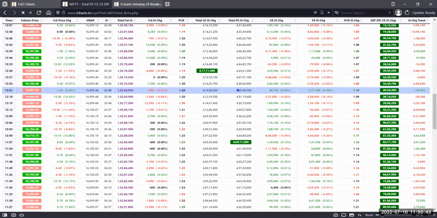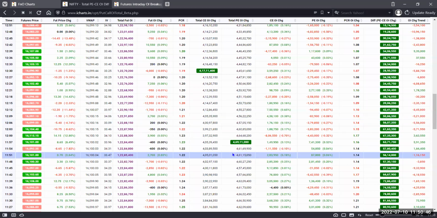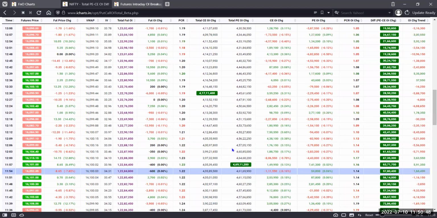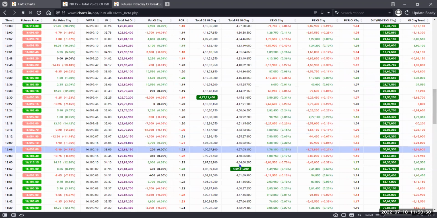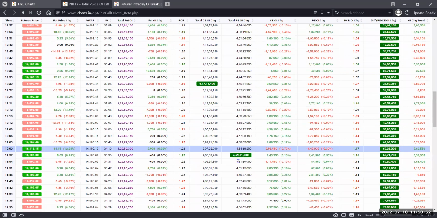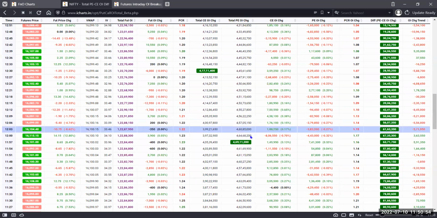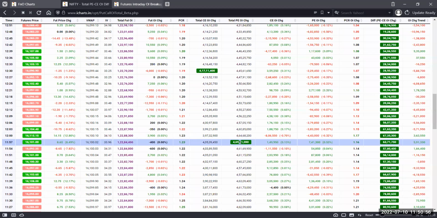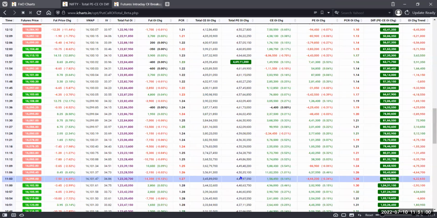How did that green get highlighted? 4 crore 17 lakhs, like that, or here, 469. This green just indicates that for the day, this is the highest OI change. It comes by default in this one? Yeah, this will be default, yes.